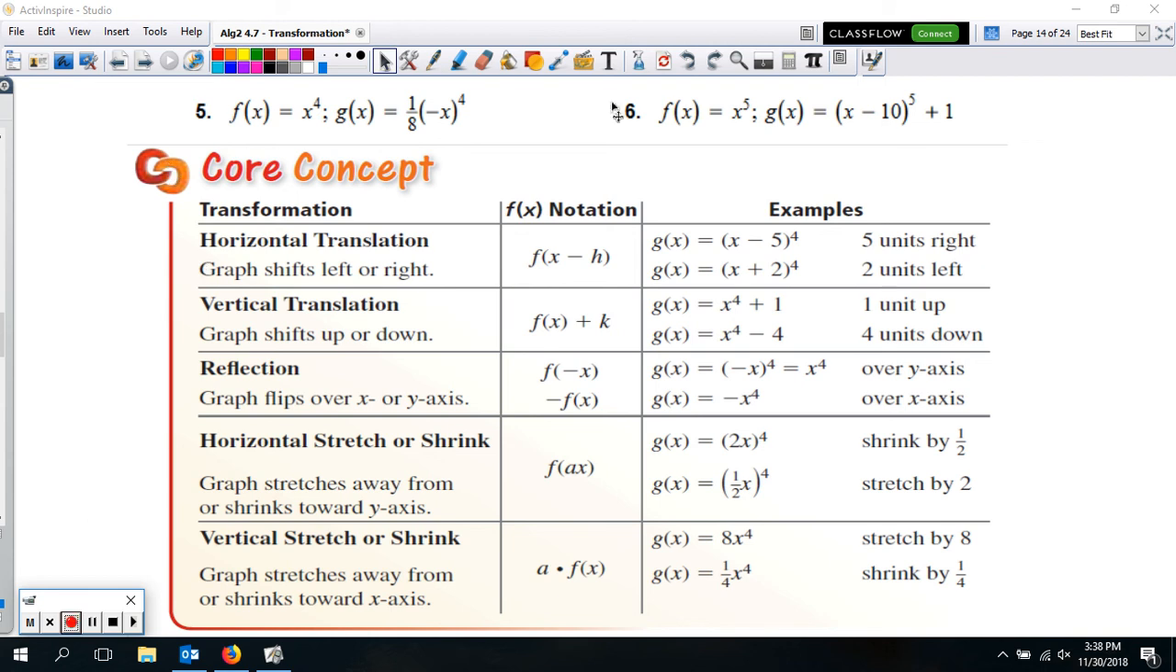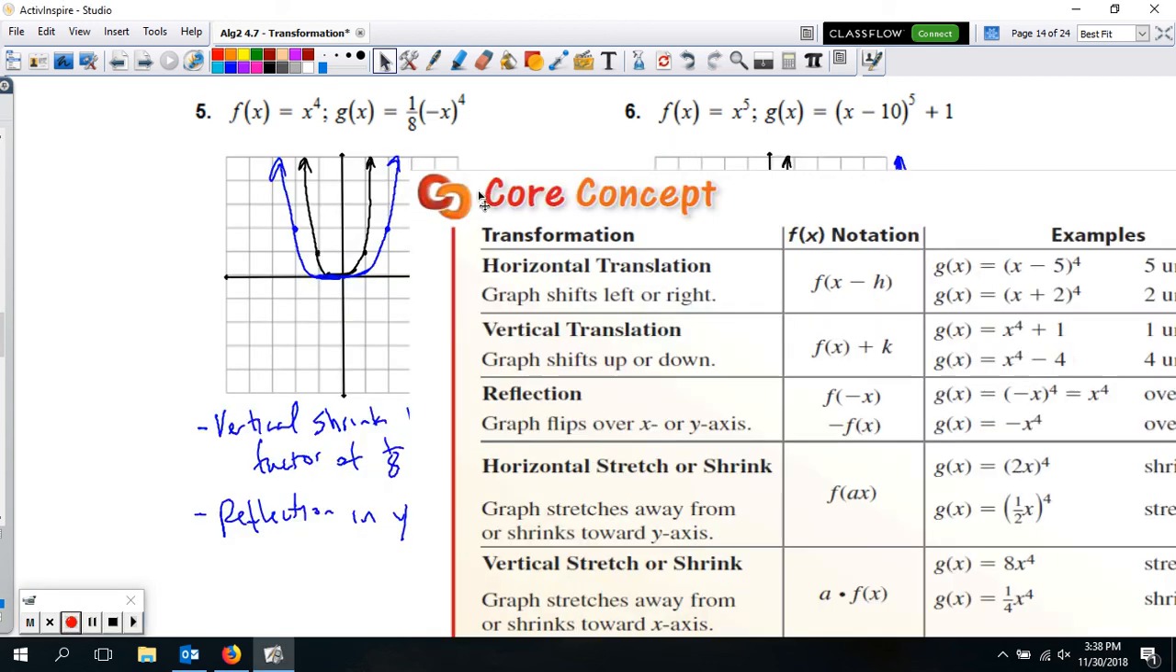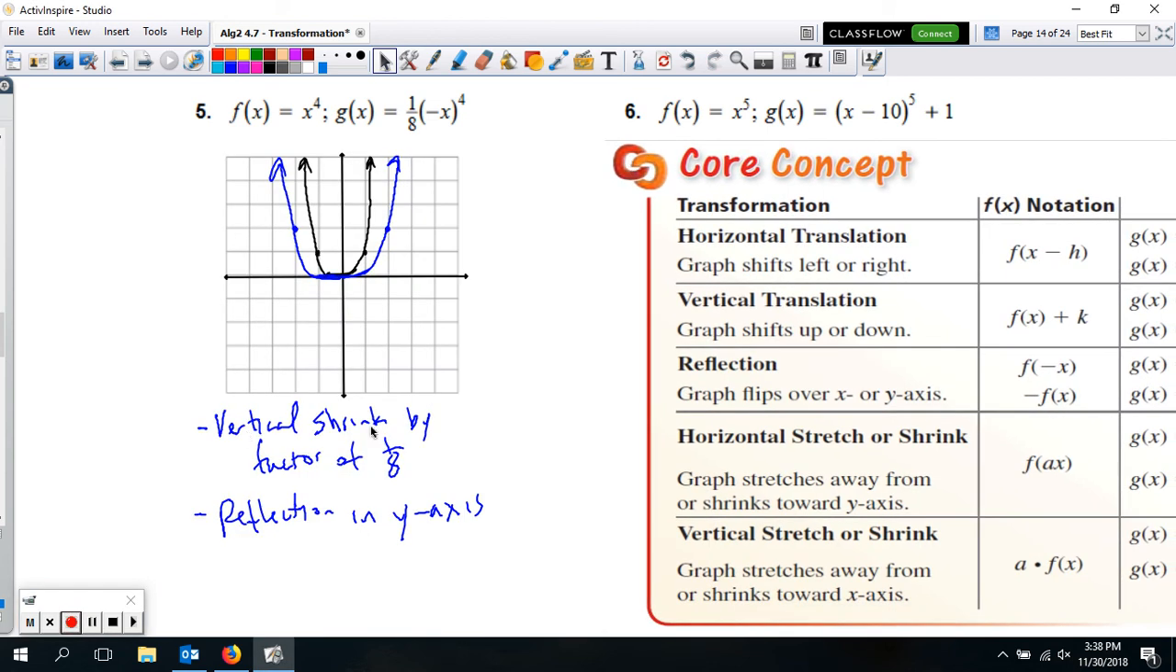Okay, hopefully you did try these already, and you paused the video. But this one, you can see there's a number in front here. That's going to be an A number outside. That's vertical, and since it's less than 1, it's going to be shrinking by that number. So it's going to be a shrink by a 1/8. And a negative sign is inside with x. That's just like this one here, reflection. So it's going to be reflection over the y-axis in this one. So that's what you would be saying for this one. Vertical shrink by the factor of 1/8 and the reflection on the y-axis.